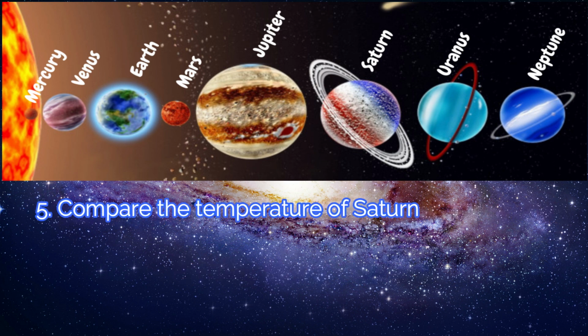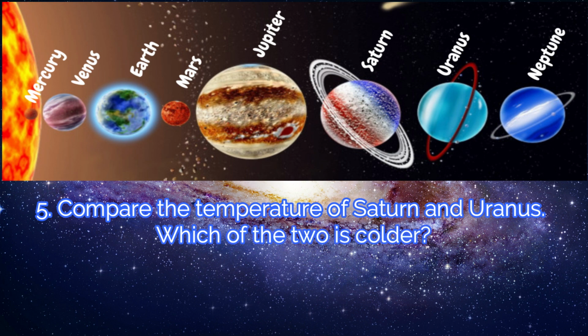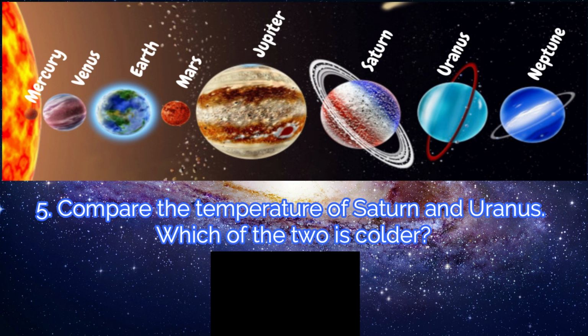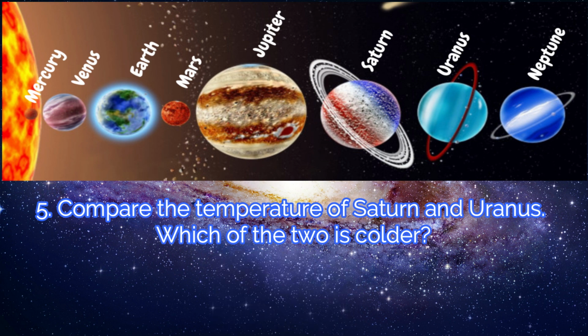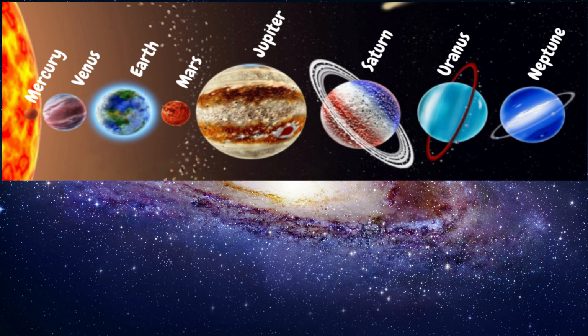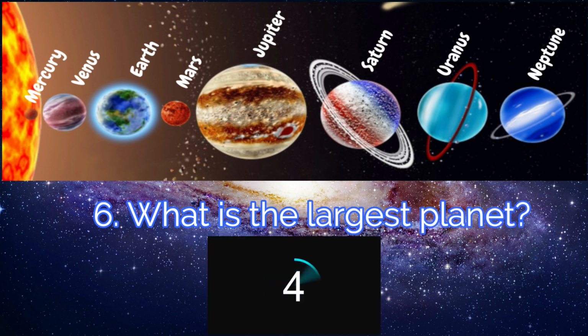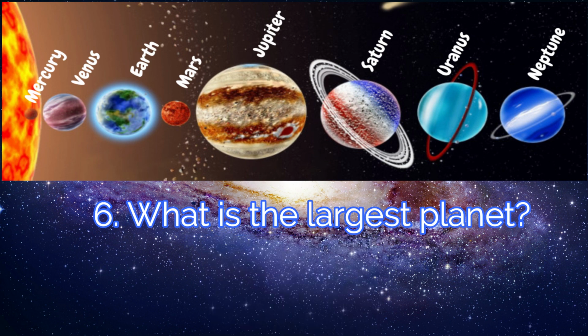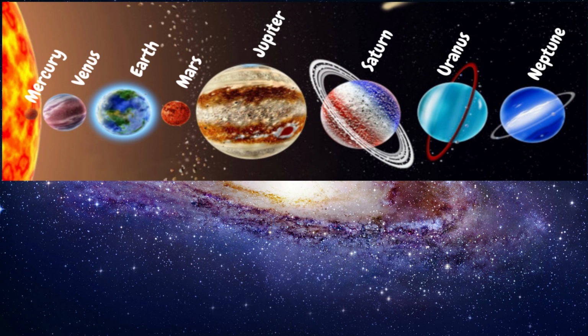Compare the temperature of Saturn and Uranus. Which of the two is colder? Nice. It's Uranus. What is the largest planet? Yes, obviously, the largest planet is Jupiter.